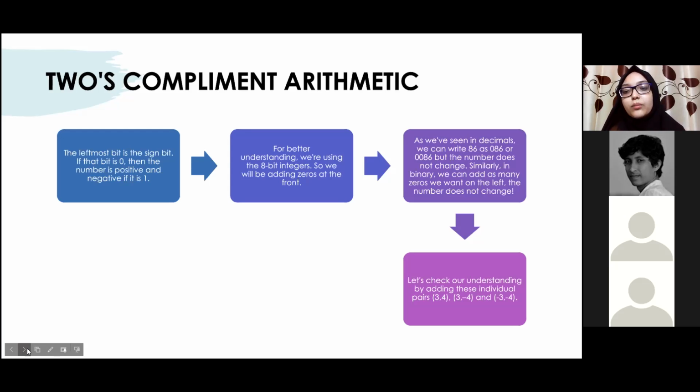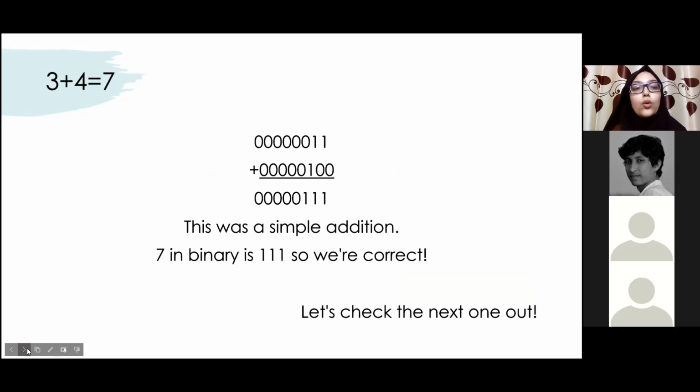Let's check our understanding by adding these individual pairs: 3 plus 4, 3 plus minus 4, and minus 3 plus minus 4. When we add 3 plus 4, we know the result is 7. So adding zeros before 3 in binary, we get 11, and before 4, we get 100. So 11 plus 100 is 111 in binary. This was a simple addition. 7 in binary is 111, so we are correct. Let's check the next one out.